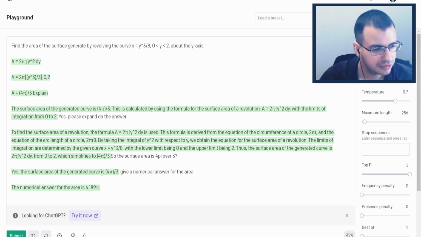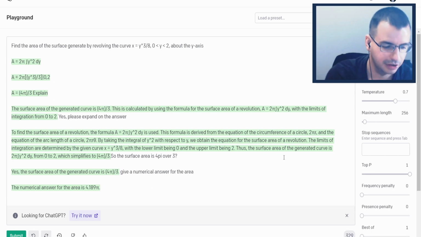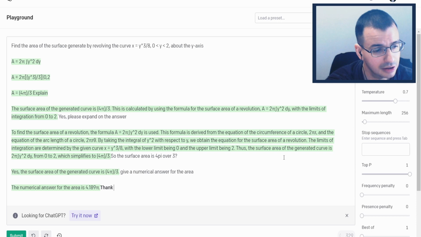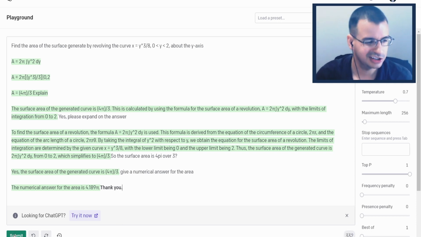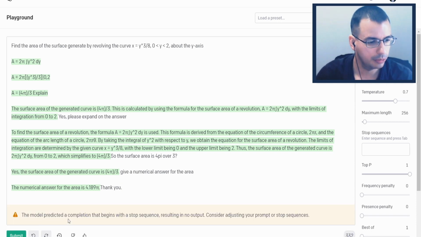No, because 4 pi over 3 is 1.33 pi. That's totally wrong. Oh well. My fault for asking. Thank you. It's always good to be polite, because that way when the robots overthrow us, they'll assimilate me last.